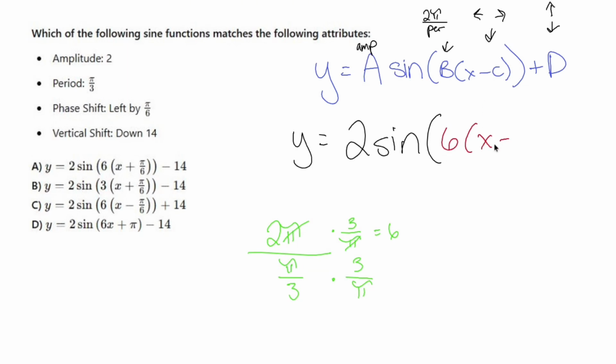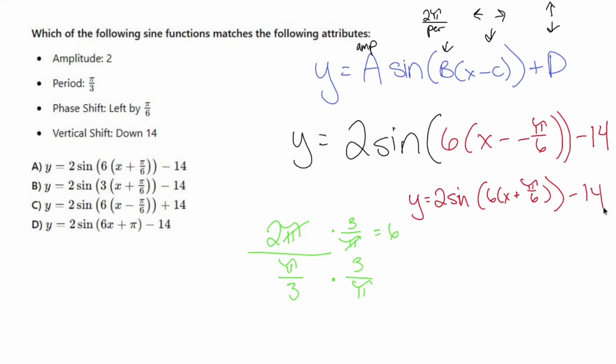Now I have x minus a phase shift of left pi over 6, so negative pi over 6. So I'll deal with that double negative when I have to. Close it, plus negative 14, so minus 14. So cleaning this up, y equals 2 sine(6(x plus pi over 6)) minus 14. And that, ladies and gentlemen, is going to give me A. I don't know why it took so long, but it did. I regret nothing. Thanks for watching.